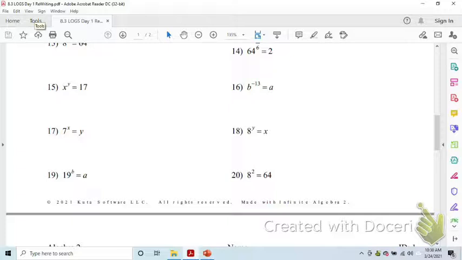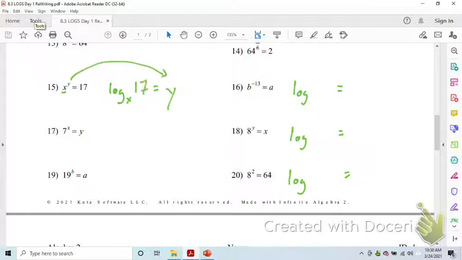All right, let's wrap these up. Let's do a few more here. So this would be log blank blank equals blank. And then I'll do this one too. So real quick, that's the base. Exponent flies over, becomes normal, and then 17. So log base x of 17 equals y. That's how you would read that.